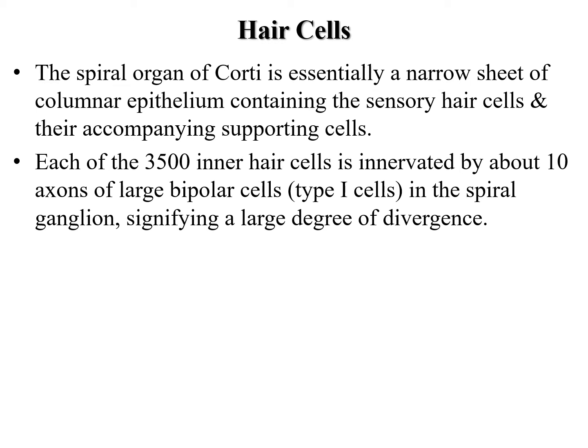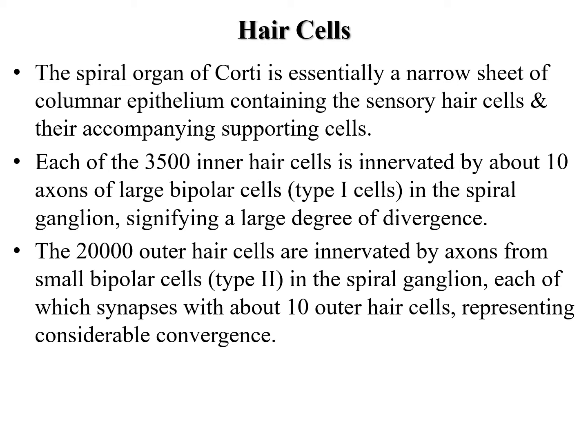And what is the nature of such innervation? Each inner hair cell receives about 10 axons of large bipolar cells. So one hair cell is receiving 10 axons. From my class on synapses, you can recall that this is an example of divergence. It means one receptor is giving outputs to 10 neurons. So that is a case of divergence.